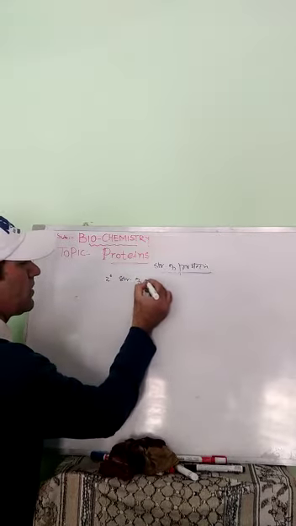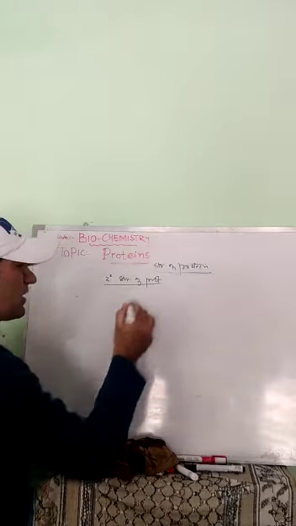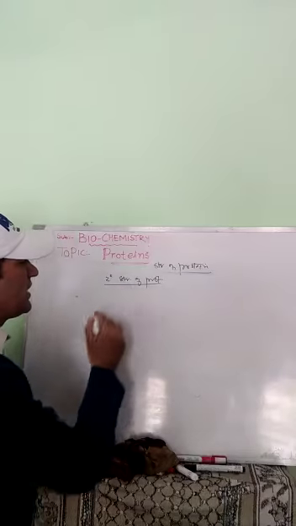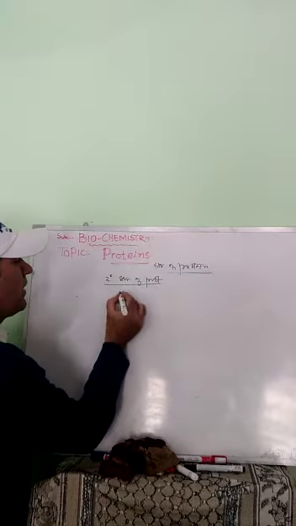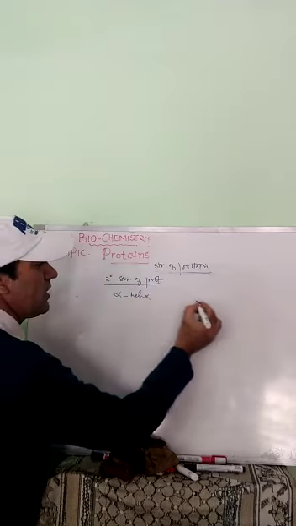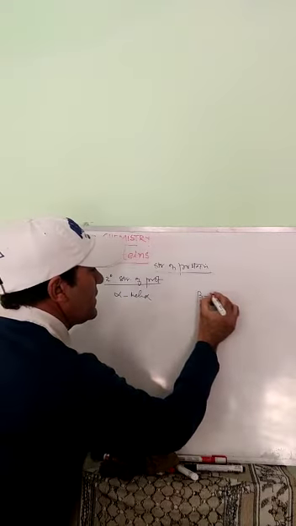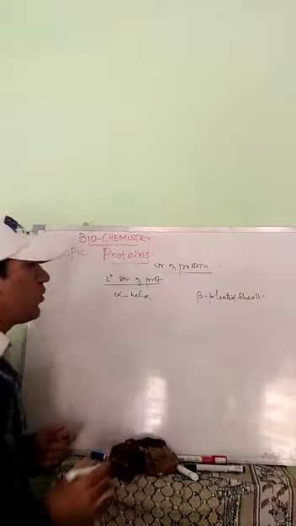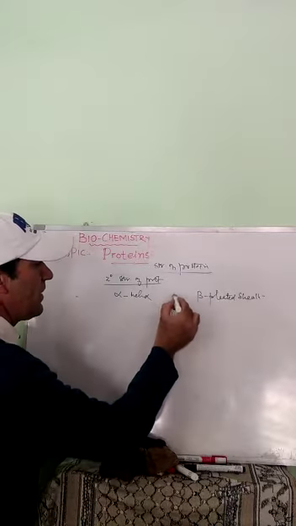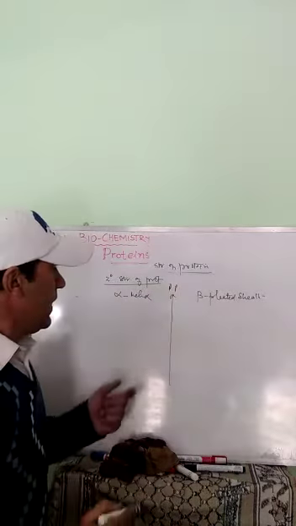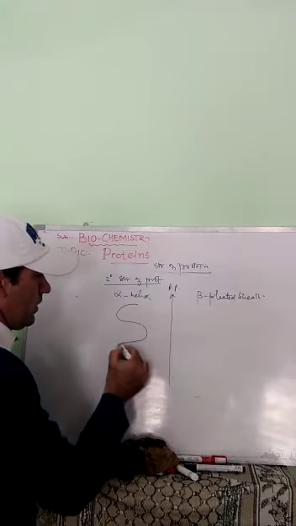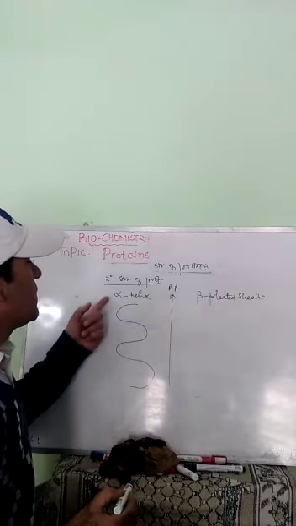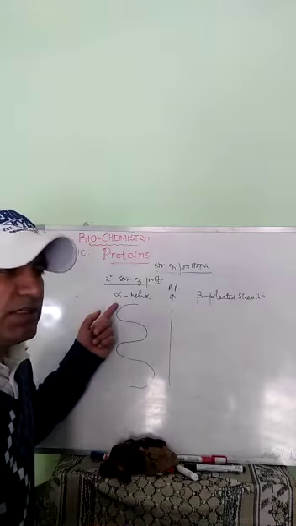Secondary structure of protein. To study the secondary structure of protein, either it is in the form of an alpha helix, or it is in the form of a beta pleated sheet. If I have a long polypeptide chain, and it has a spiral-like structure, then this is known as an alpha helix.